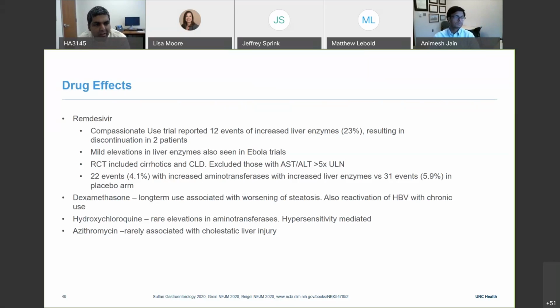In terms of dexamethasone, you're on it for a short time. It doesn't really have any long-term consequences. There's that theoretical risk of reactivating inactive Hep B, but for the short time they're on dexamethasone, that risk of reactivation is pretty low. Hydroxychloroquine, I mentioned, even though it's falling out of favor, is pretty safe for the liver, as is azithromycin. You can go to the next slide.